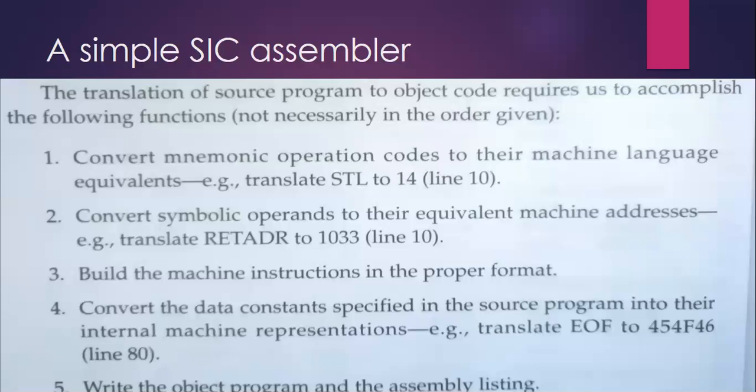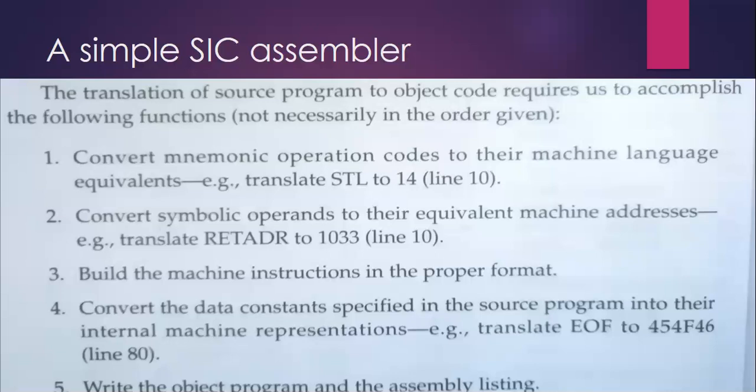Such symbolic operands, if any are available, should be converted to their equivalent machine address. You may ask why we are writing that return address as 1033. Why can't we write it as 1044 or anything else? In the next slide we have a program, so I'm taking this example from it, and I will explain why I'm writing return address 1033.